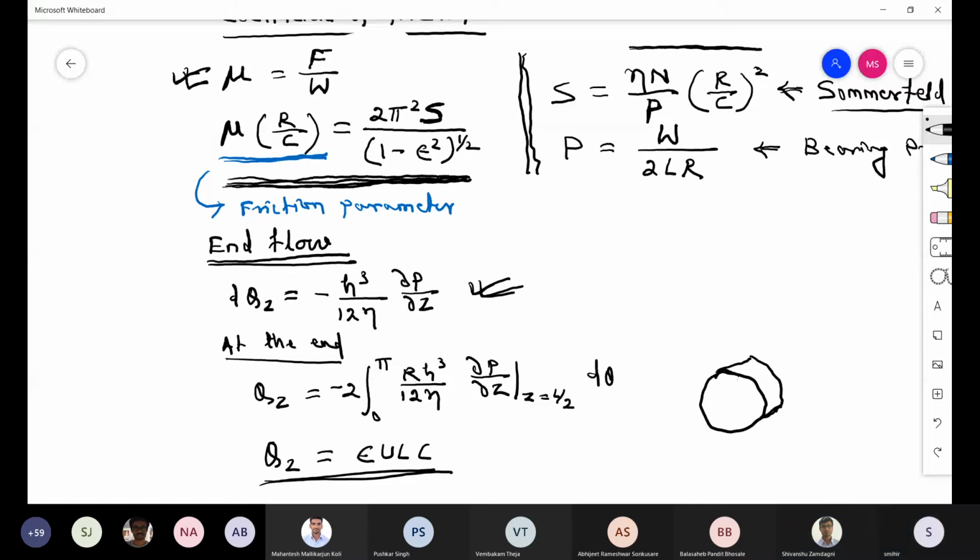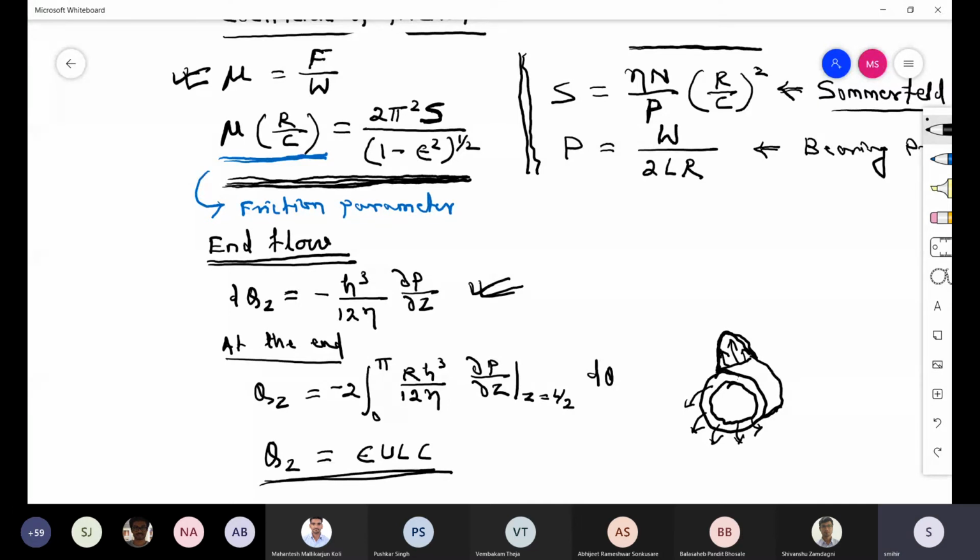So pressure is like this, right? Pressure is very high at the center, and towards the end it is 0. Now if pressure is like that inside a bearing, then where will the lubricant come out from the bearing? At the ends, right? That is what end flow is. Now this flow you have to calculate, how much flow is coming out.